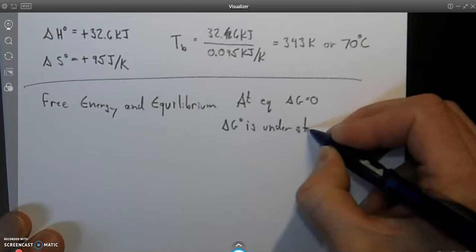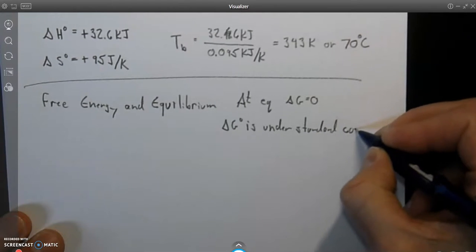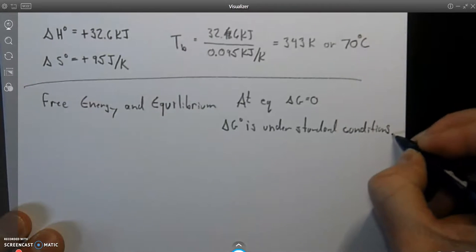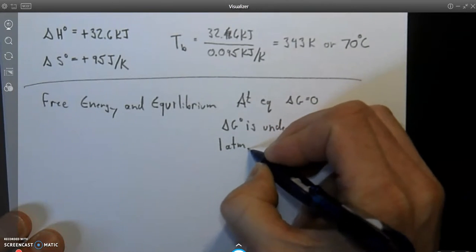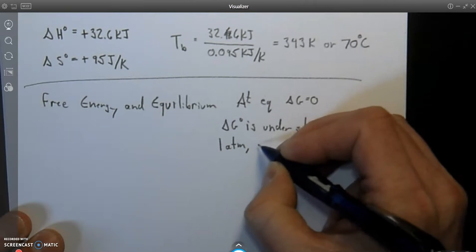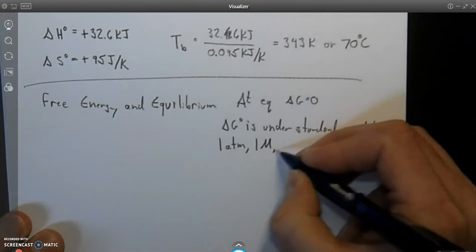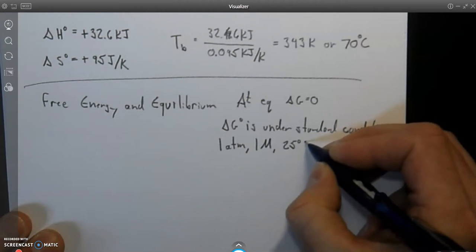So delta G naught is under standard conditions. And that happens to be 1 atm. We haven't mentioned this one yet. 1 molarity. And again, you're also at 25 degrees Celsius.